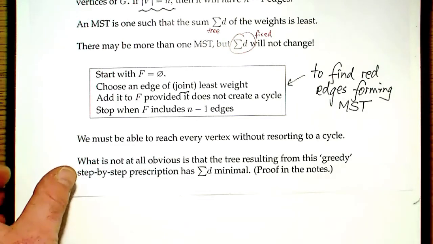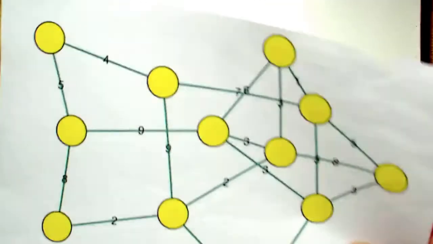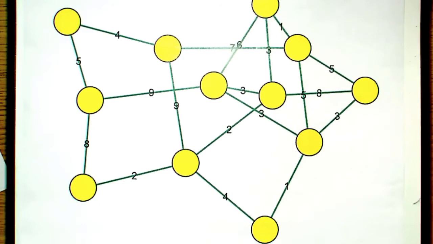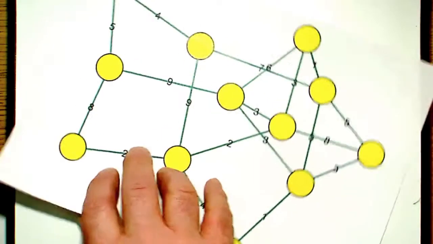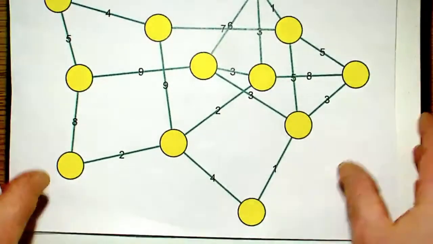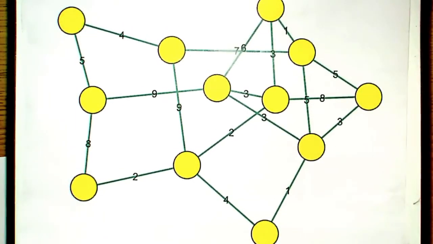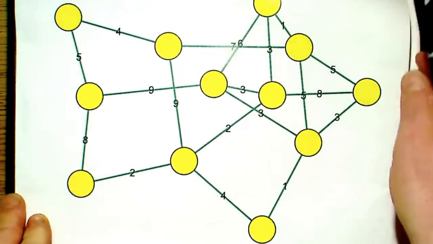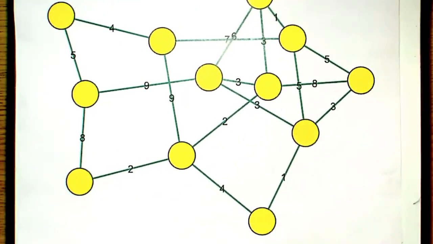Can I remove this? So here's the same graph, blank, apart from the weights. Let's add on the red edges. Let's apply Kruskal's algorithm. It's a good idea to have a small table to remind you what edges you're adding and their weights. So let me try and do that.